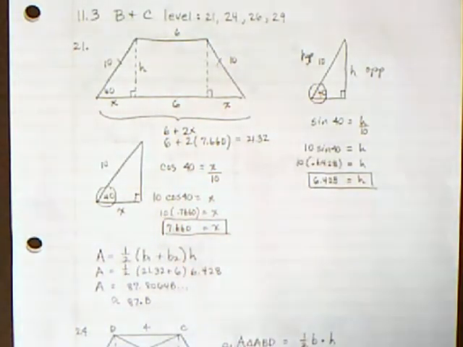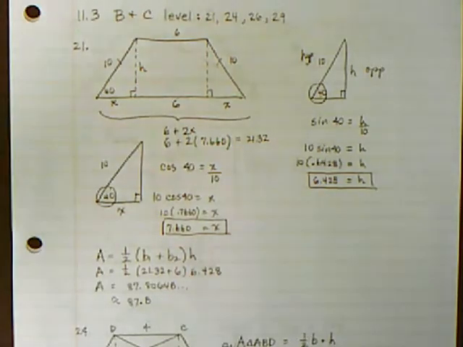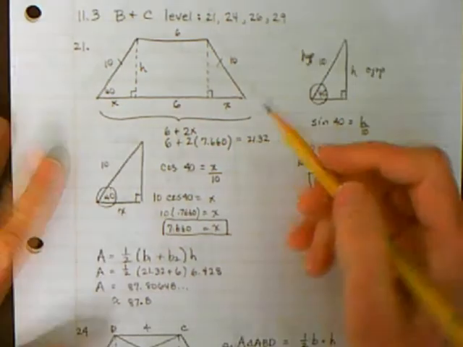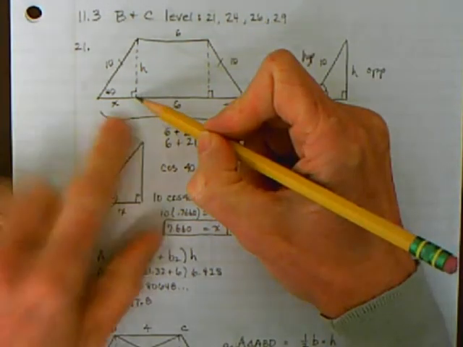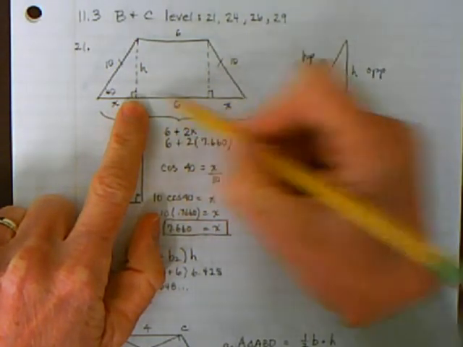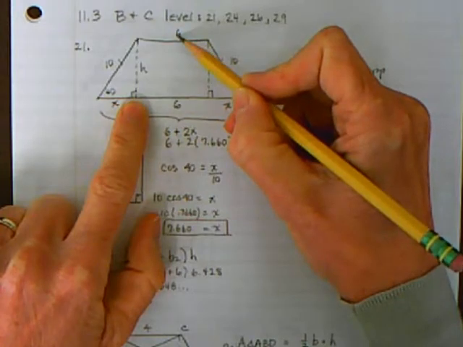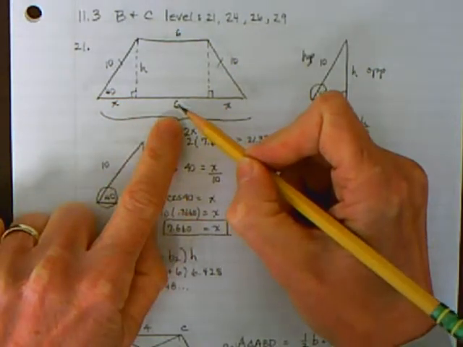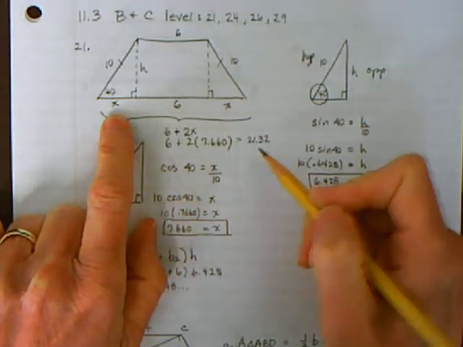All right, so the first thing is that I am going to make a height here. So I'm going to drop a perpendicular here, drop one here. Now I know I have a rectangle here, and so if this is 6, then its opposite side is also 6. All right, so that's good to know.